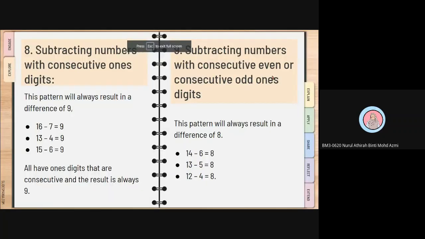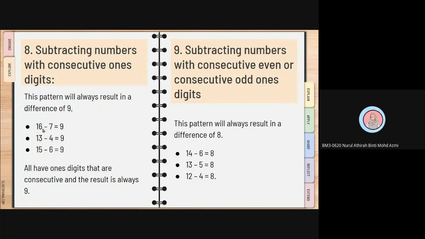Okay, next, the next thinking strategy for memorizing the facts of subtraction is subtracting numbers with consecutive one digits. So what are consecutive one digits? Consecutive one digits are numbers that follow each other continuously in one digit. For example, 1, 2, 3, 4, 5, 6, 7, 8, 9. This pattern will always result in a difference of 9.